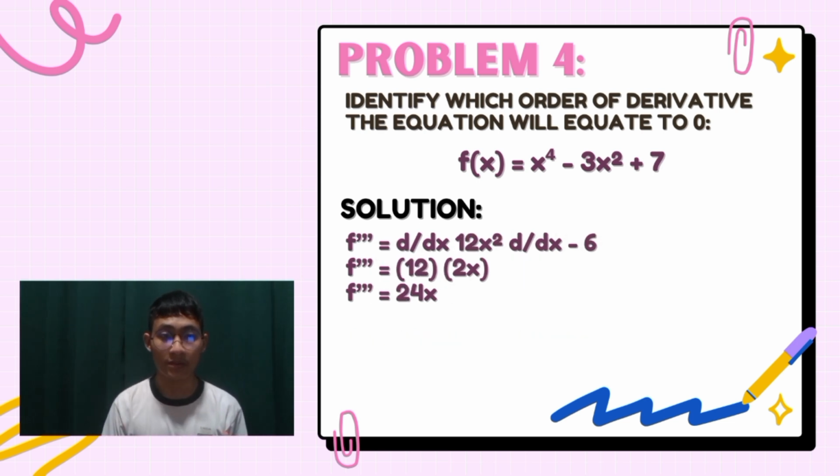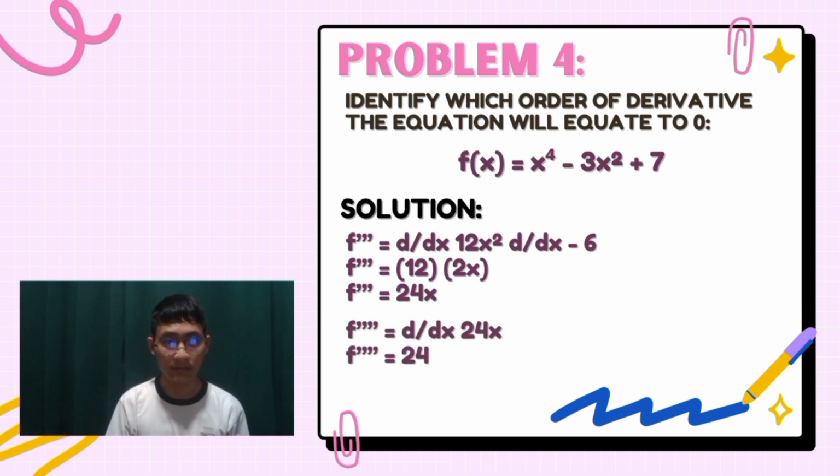Now moving on for the third derivative, since we got 12x squared from the previous derivative, now we're going to find the derivative of 12x squared. The derivative of 12x squared is simply 2 times 12 is 24x, and negative 6 is just 0. So for the third derivative, we only have 24x left.